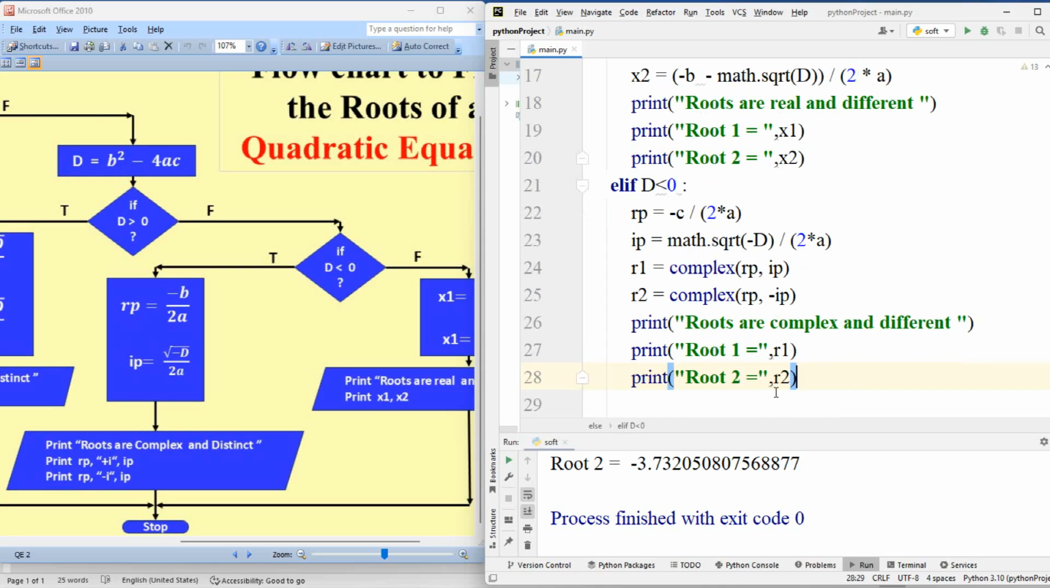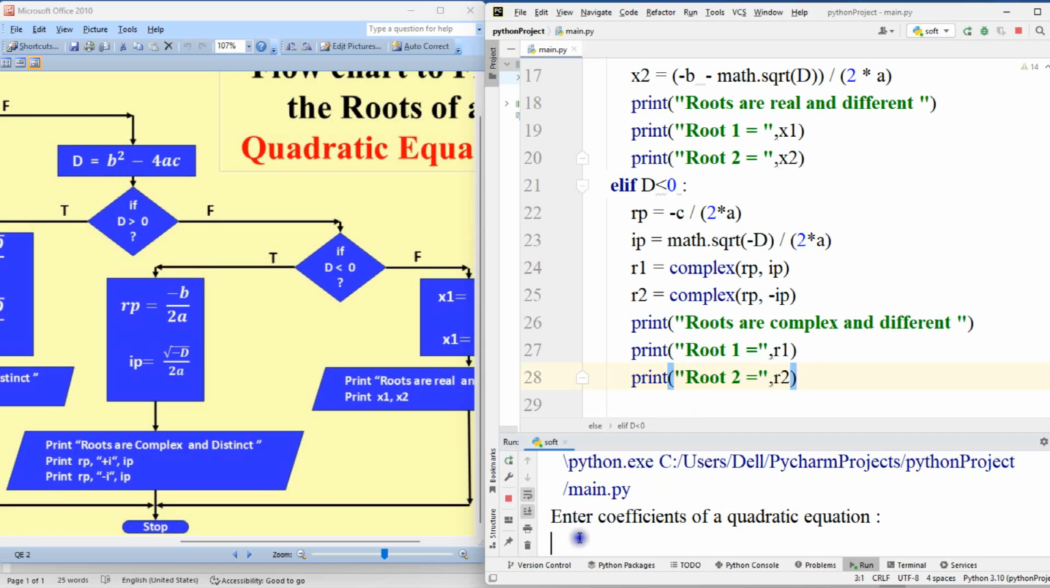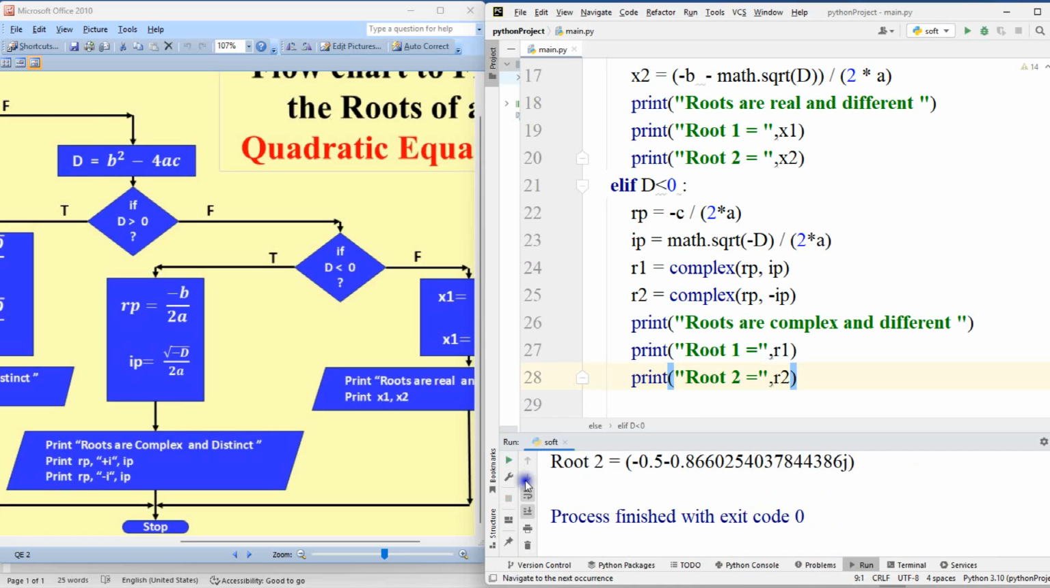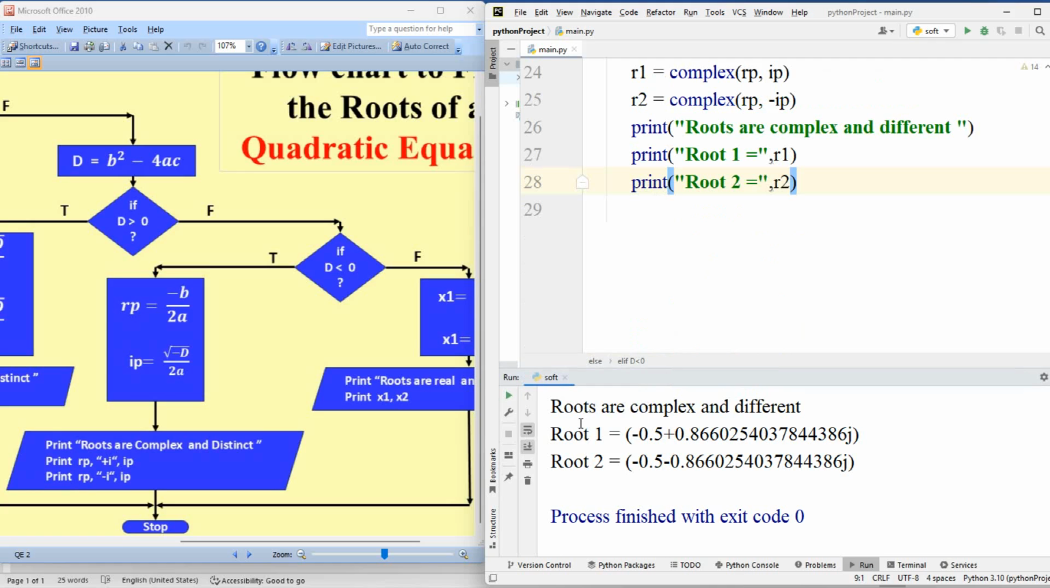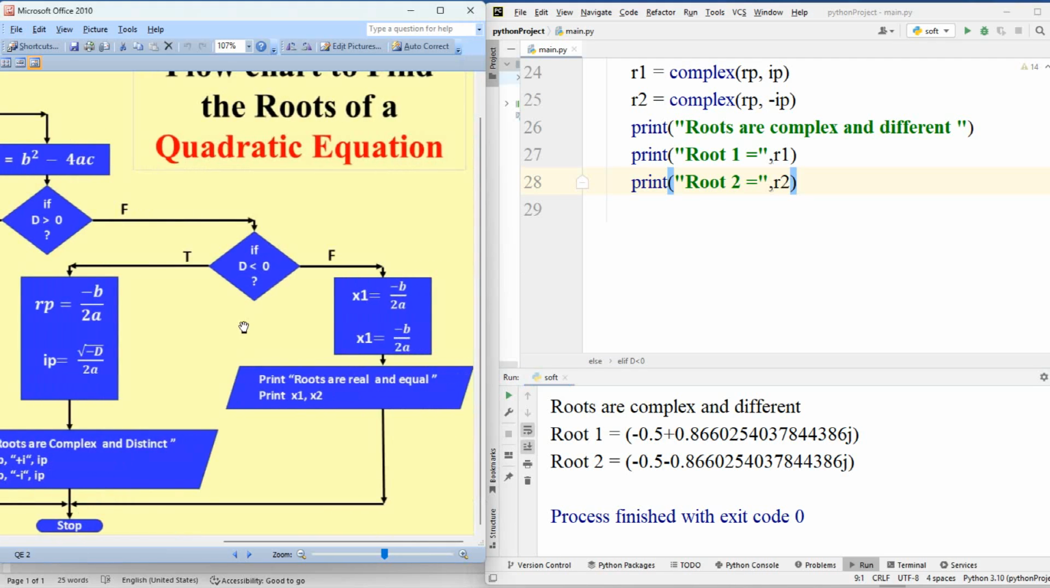Here only let us execute this program. Once again, a value should not be 0, so let us go for simple values 1, 1, 1. Right now we are expecting complex numbers. You can see here we got roots are complex and different. Then let us move furthermore.